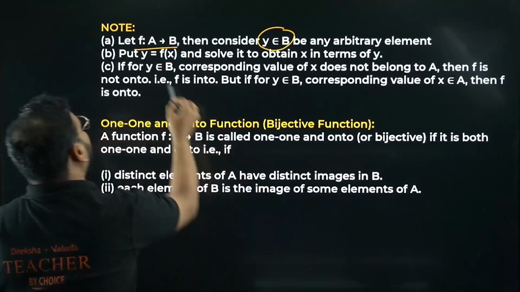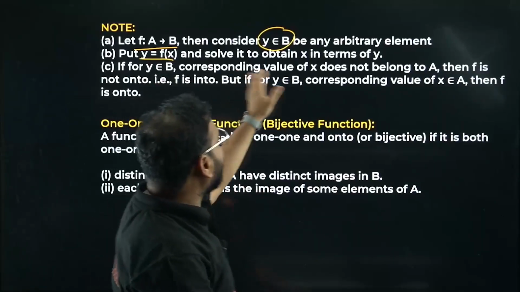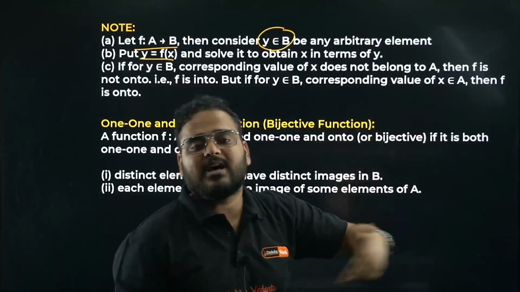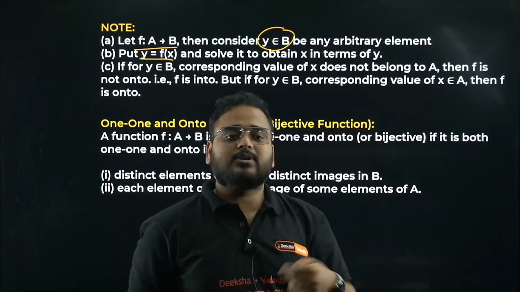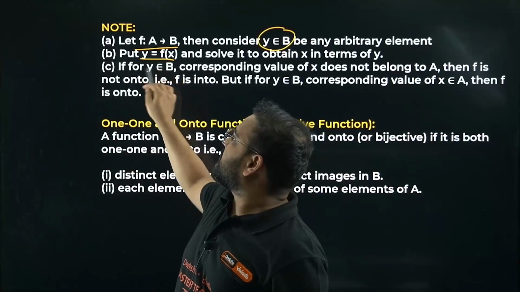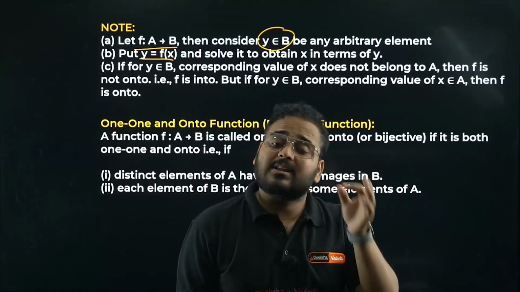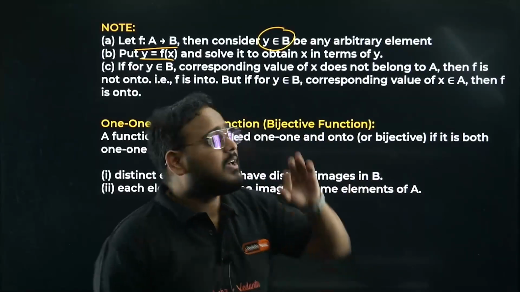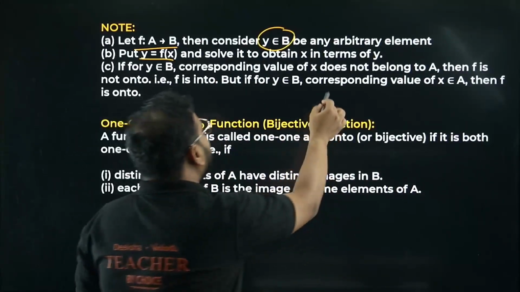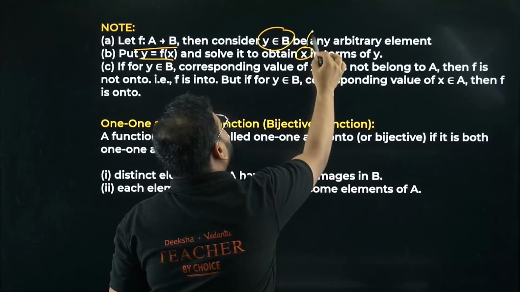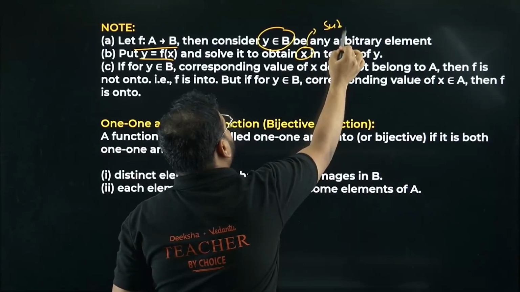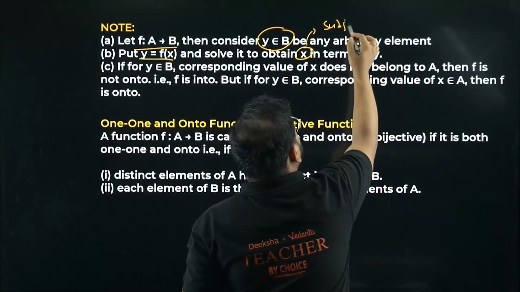Now put y equal to f(x), okay? And solve it to obtain x in terms of y. Basically, what are they asking you to do? Make x the subject. Usually what is the subject? The subject is y. What are they asking you to do? Make x the subject of the equation, okay? You can do that, no?